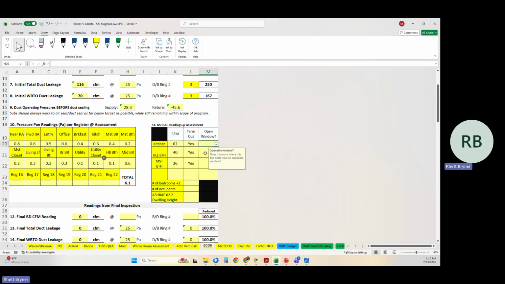Next is, do they have openable windows? So during the inspection, that's another thing you're going to need to look for. In this case, yes, the kitchen did. And then for the bathrooms, no, they did not. Both of them did not, okay?